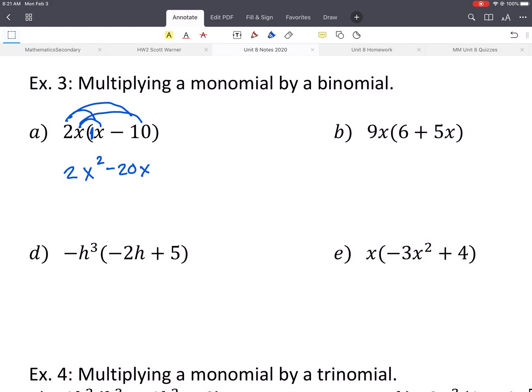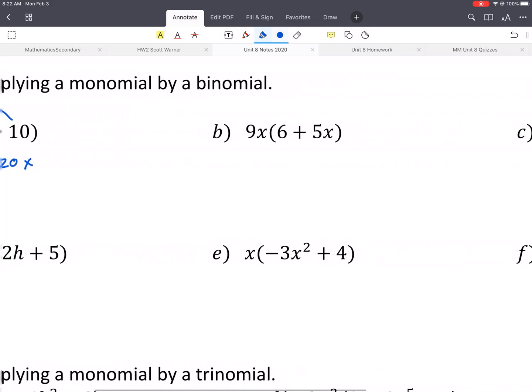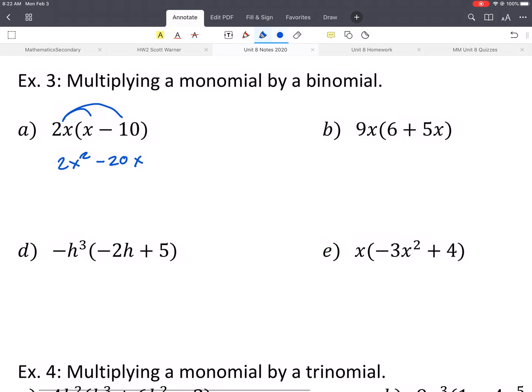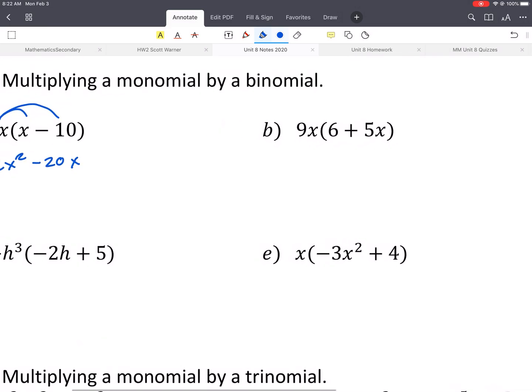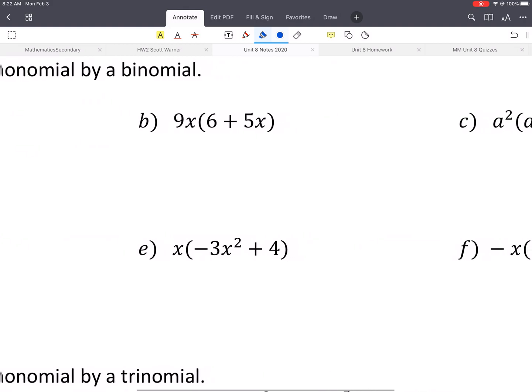Usually what I would do, let me just do it one more time. We just distribute the whole thing, 2x times x, that gives you 2x squared, and then 2x times negative 10 gives you a negative 20x. Okay, so maybe pause and see if you can do B and C. Wait, where's C? Oh, it's over there. B and C, maybe we'll go back and I'll do D, okay?